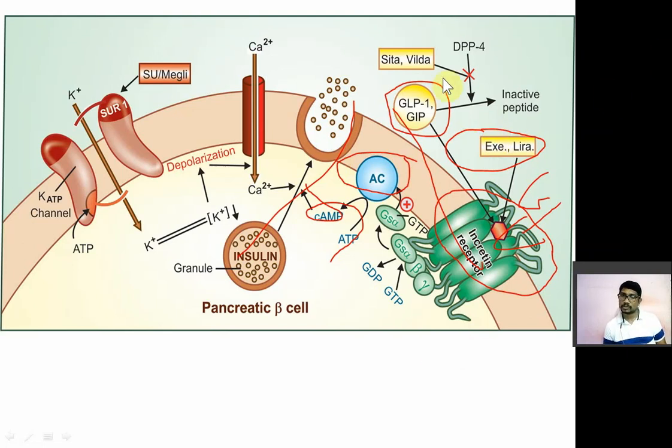Now this glucagon-like peptide is metabolized by one enzyme known as dipeptidyl peptidase 4. Dipeptidyl peptidase 4 will inactivate or metabolize this GLP into an inactive form. If it is inactive, then it will not act on the receptor. So what metabolizes it? DPP, dipeptidyl peptidase 4. Now this enzyme is inhibited by sitagliptin, vildagliptin and every other gliptin. So gliptins are nothing but DPP4 inhibitors.